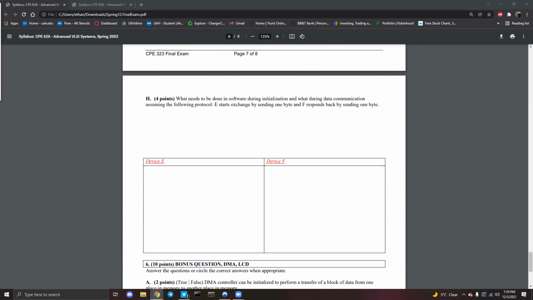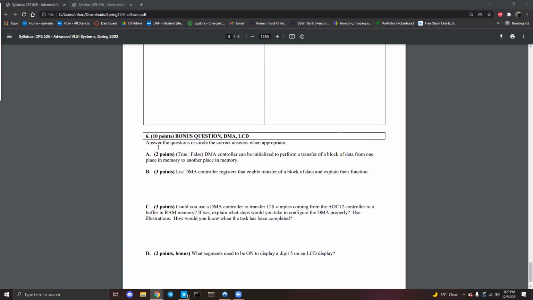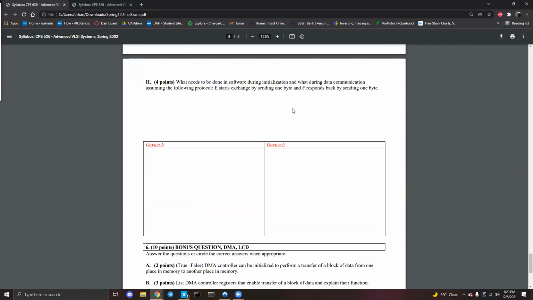H down here. This is a bonus. He says, what needs to be done to use the bidirectional link and initialize it? This will not occur on our exam. That will not happen. It could be a bonus.